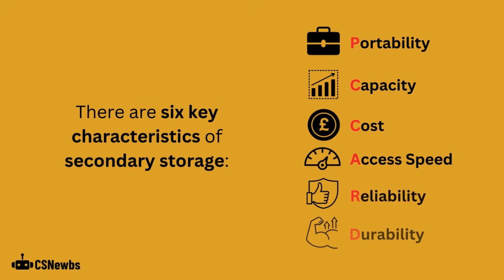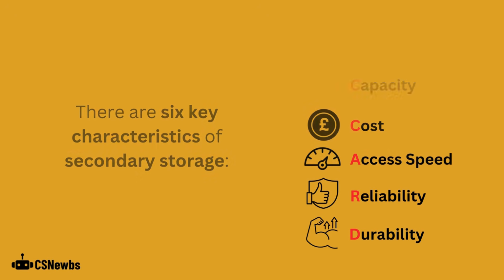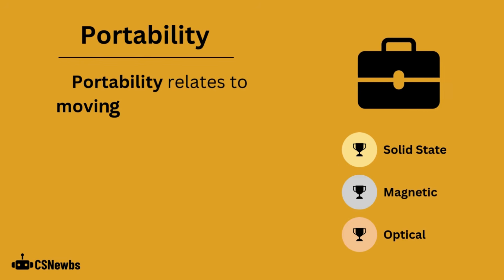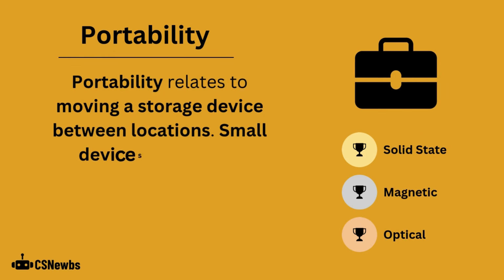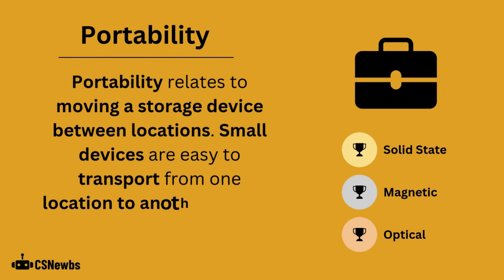One way to remember the 6 characteristics of secondary storage is using the mnemonic PC card CSNU. Portability relates to moving a storage device between locations. Small devices are easy to transport from one location to another in a bag or even a pocket.